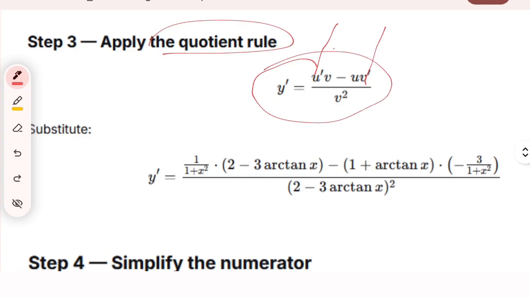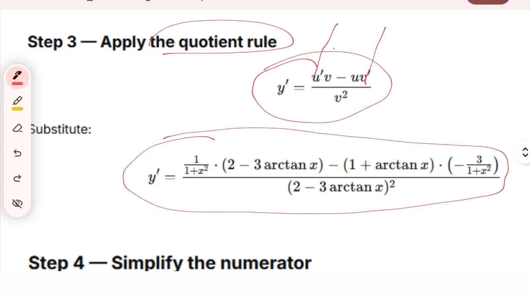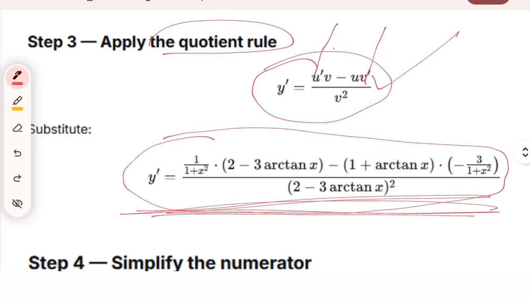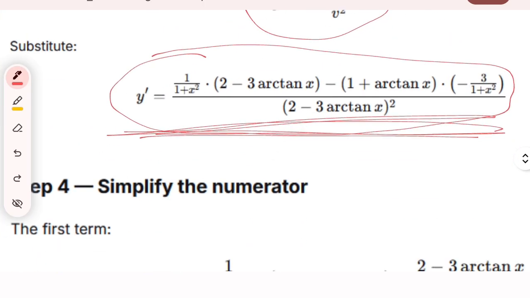So if you put everything in the formula, it would look like this. This is now the complete quotient rule, by putting the u, v, derivative of u, and derivative of v into this formula. So once you have this, all you need to do is simplify. I hope you know how to simplify, because that's very important. Once you reach this point, the next thing you need to do is simplify.